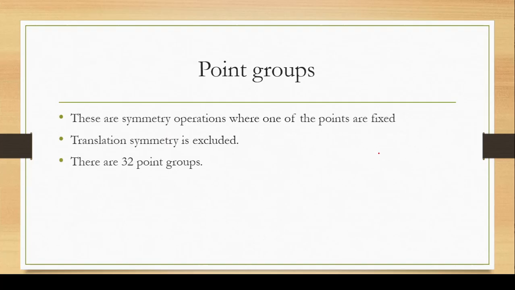The next part I'm going to discuss is point groups. In a point group, one of the points will be fixed. So any point, given its center or whatever, will be fixed. As a result, there's no translation involved. So it's purely rotation, reflection, and inversion. And from this, we know that there are 32 point groups, and this is exclusively for 3D.